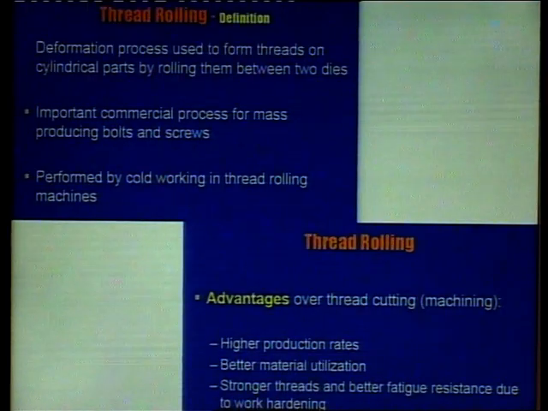Similarly, there is a process called thread rolling, where you roll the die and deform the raw material to make the threads. We all have seen that we have cut threads on the lathe, we have cut threads on the milling machine, thread tapping we have done, or we have cut threads manually with a thread cutting tool, that is called a tap. But when we have to do it in bulk, then you can use this thread rolling process.